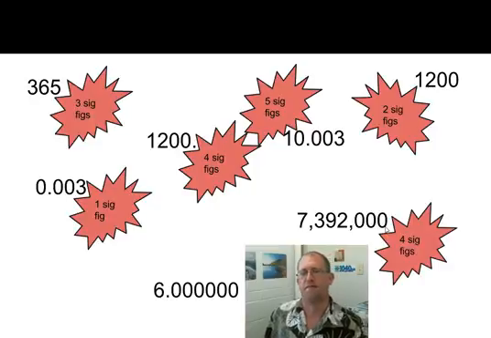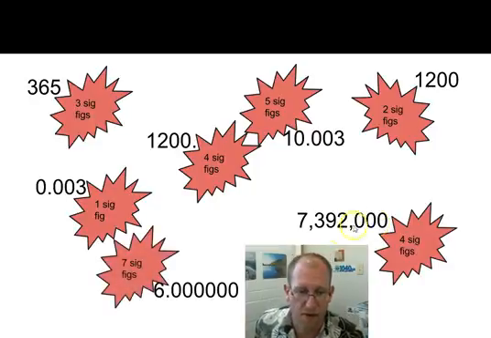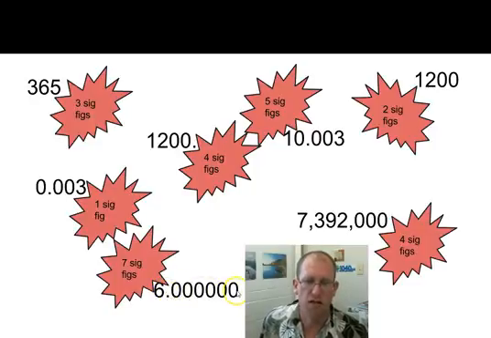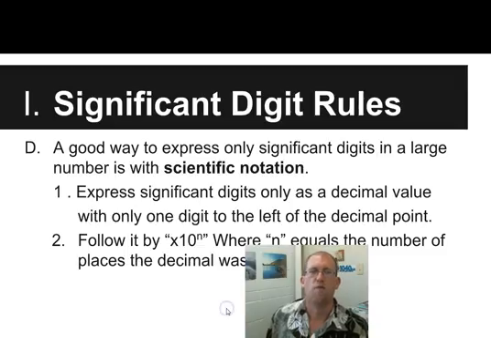And last one. The answer is 7. Because all of these trailing zeros count. See that decimal point? It makes trailing zeros count, even if they're trailing after the decimal point. Okay? So 7 significant digits there. Alrighty. Moving on.